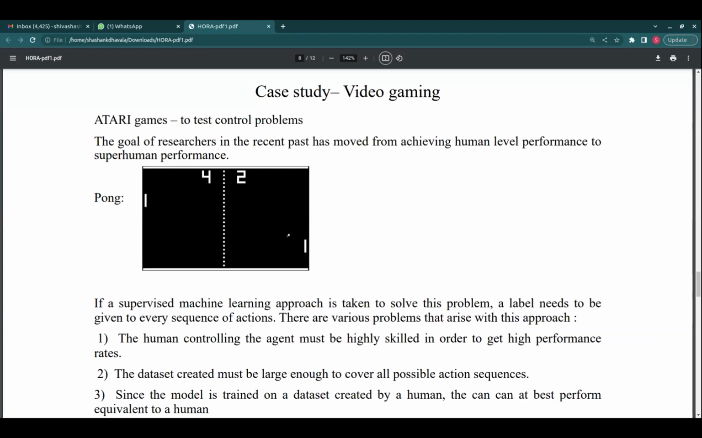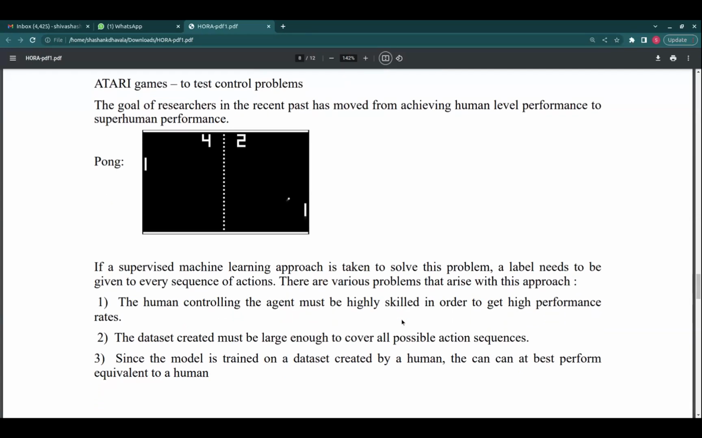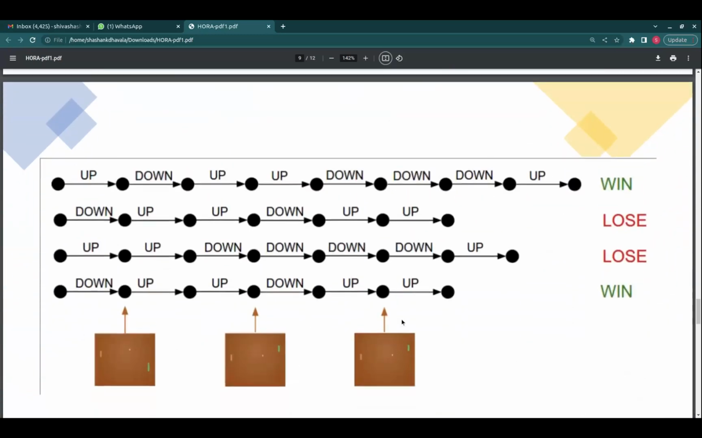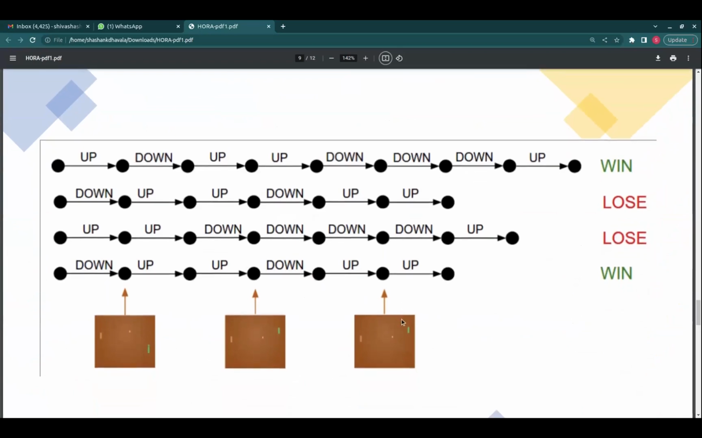Now let's just assume there is a supervised learning scenario in this setup. There are various problems that come about. That is, as mentioned in the slide, the human controlling the agent must be highly skilled in order to get high performance rates. The data set created must be large enough to cover all possible action sequences, which is very, very difficult. Since the model is trained on a data set created by a human, the model can at best perform equivalent to a human, but never better than human. Hence, reinforcement learning is used.